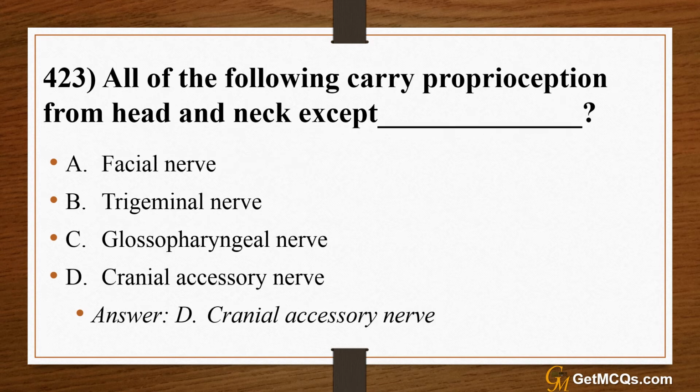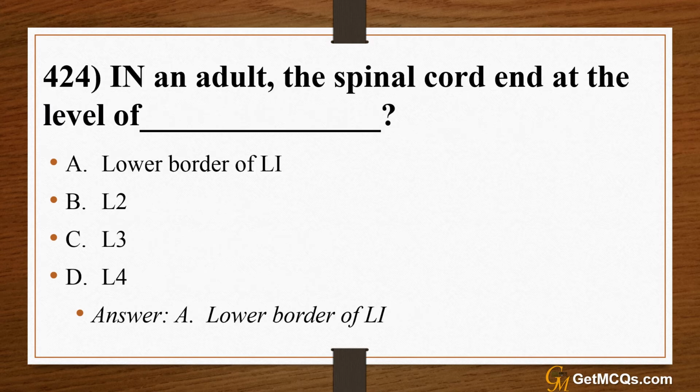423. All of the following carry proprioception from head and neck except? Answer: D. Cranial accessory nerve. 424. In an adult, the spinal cord ends at the level of? Answer: A. Lower border of L1.